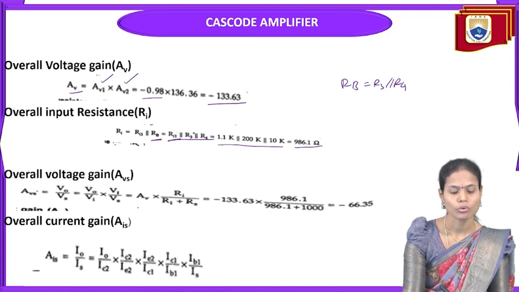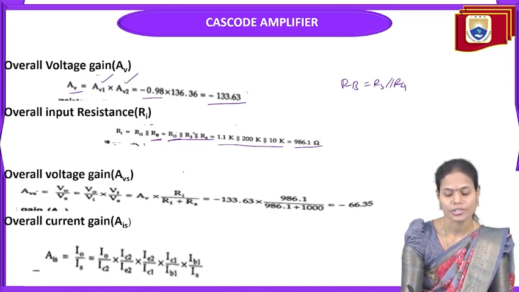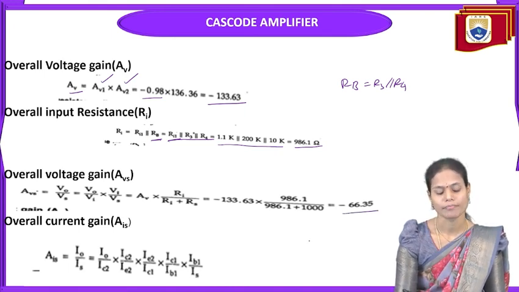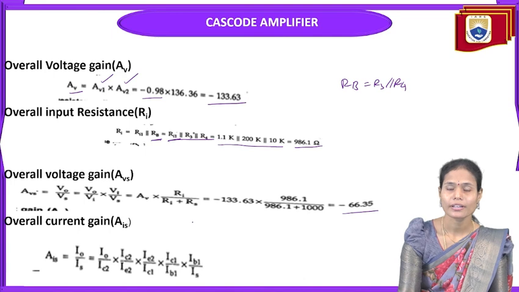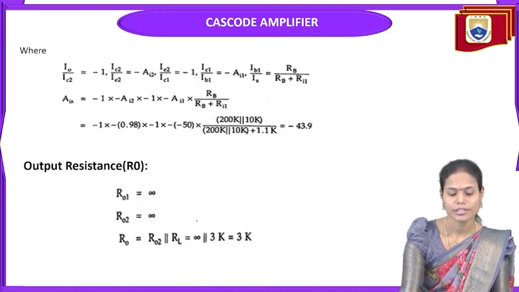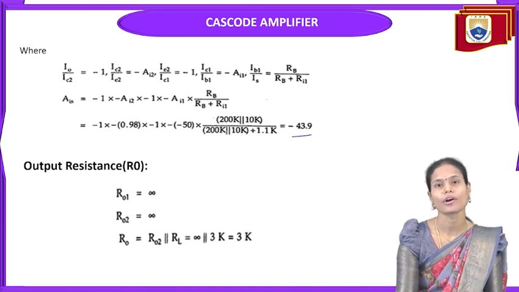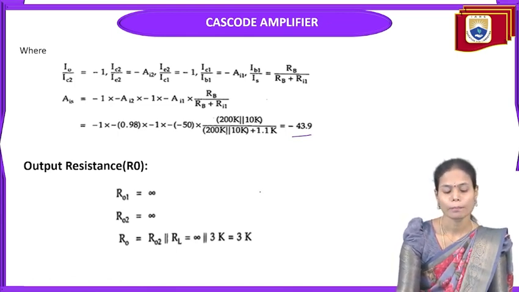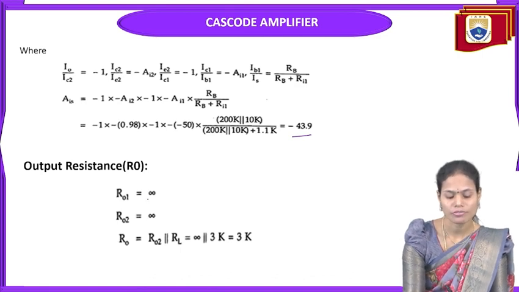And the overall voltage gain, by taking source resistance into consideration, in that case we will get it as minus 66.35. And the overall current gain after including the source resistance into consideration, we will get it as minus 43.9 here.